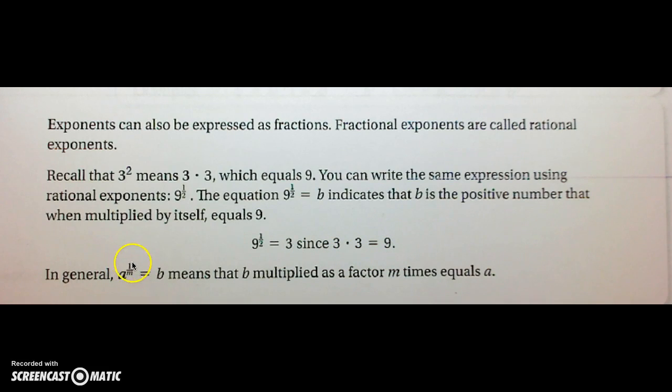In general, a to the 1/m is equal to b. It means that b is multiplied as a factor m times to equal a. So this 2 here says you can take 3 times 3 to get to 9. So if you take the exponent 2 here and move it over to the 9, because you want to go backwards, then it's 1 over 2.